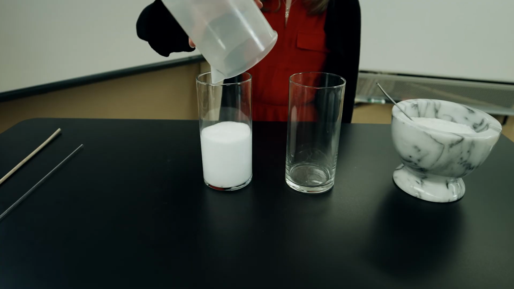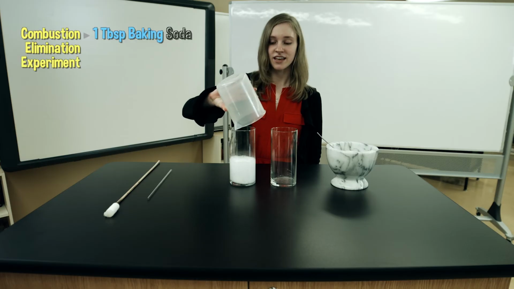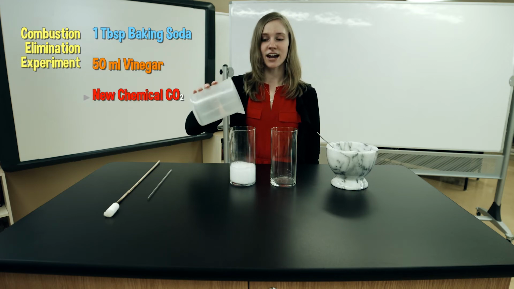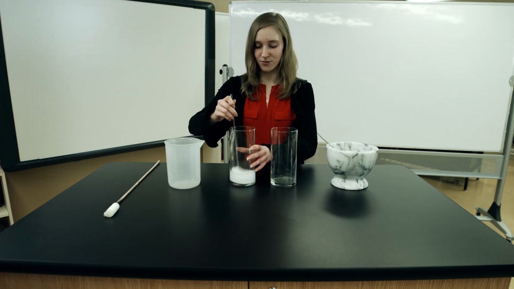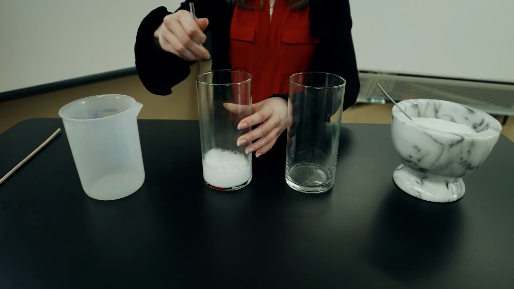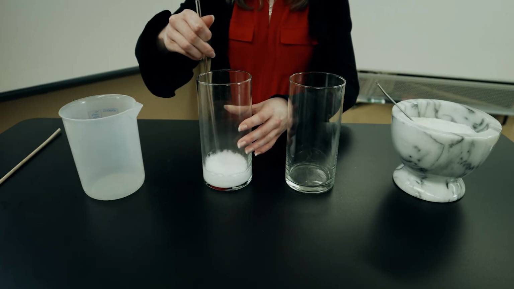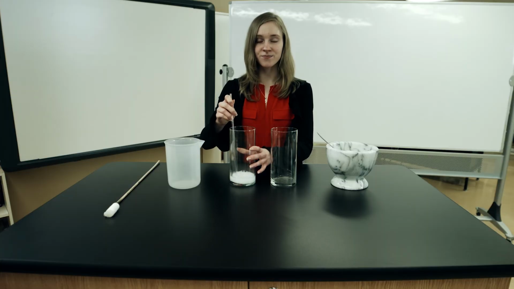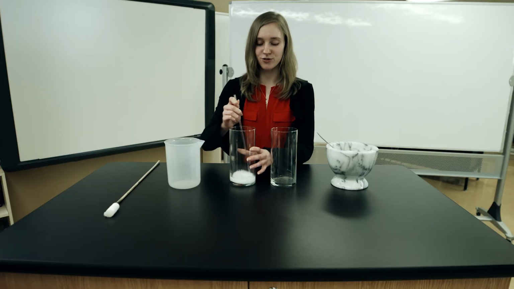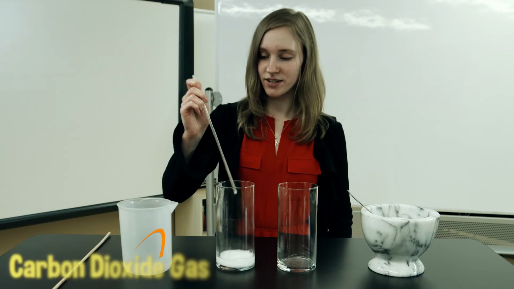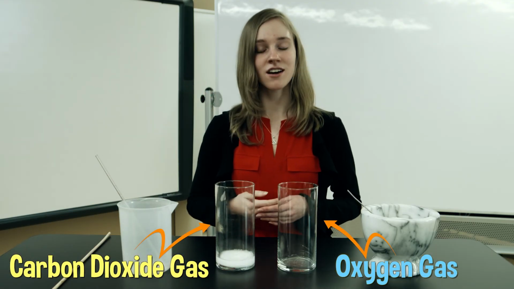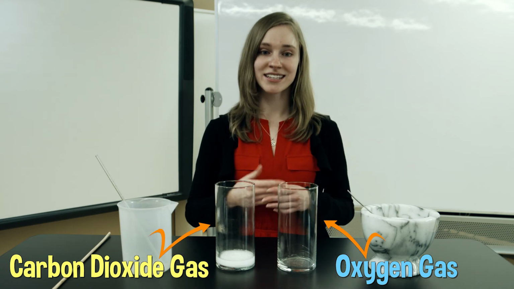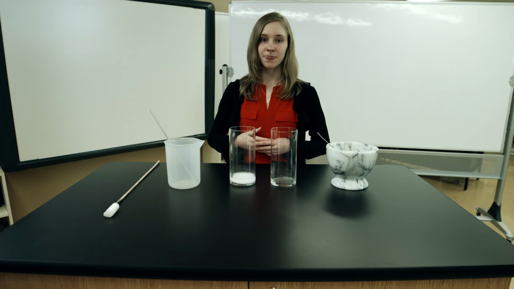Now you'll notice some bubbling and fizzing taking place. Now remember, this is one of the signs that a chemical reaction is happening. I'm going to stir this up until all the baking soda dissolves. Do you know what gas I'm producing here with the vinegar and baking soda? Well, if you said carbon dioxide, you'd be correct. So in here we have carbon dioxide, but in this container we have oxygen. Oxygen is all around us in the room and it's going to take up space.